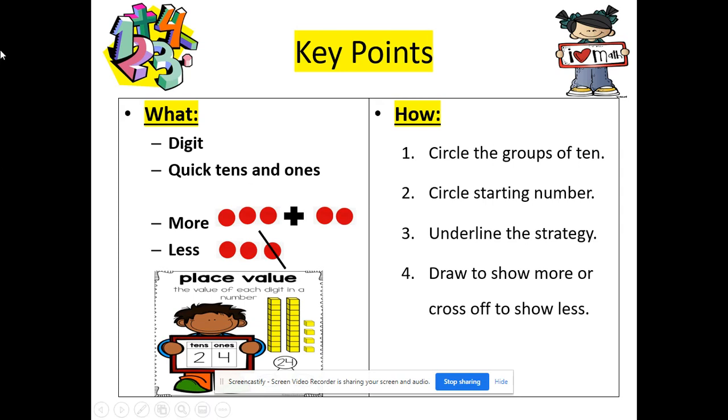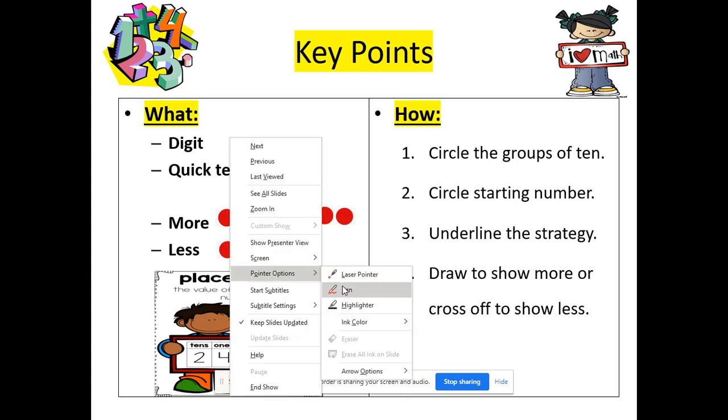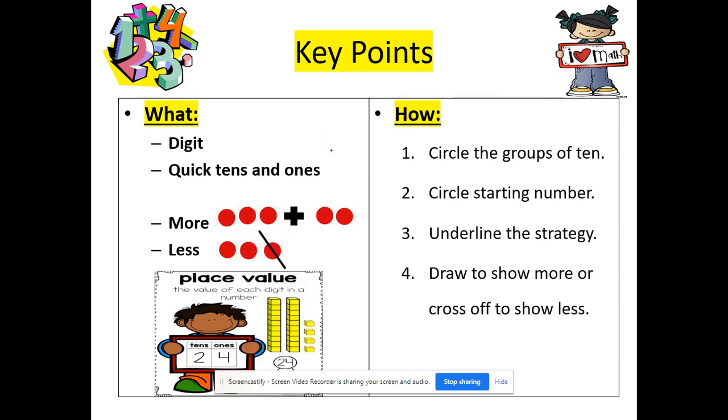So, what do we need to know? We need to know what a digit is, and a digit is another word for number. So, for example, the number 24 down here has 2 digits. We also need to know what quick tens and ones are. And for that is what we practiced yesterday, to draw sticks for tens and dots for ones. We also need to know what more is. And I put the plus symbol because when it says more, you add more to your picture. And when it says less, you cross off because you are supposed to take away to show less.